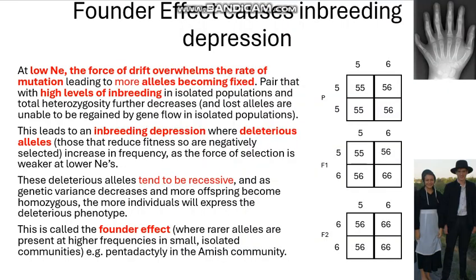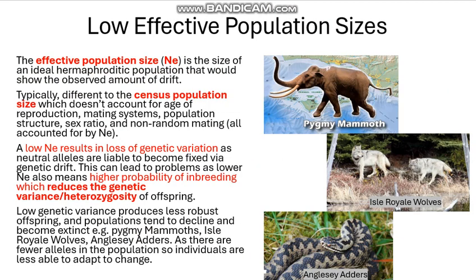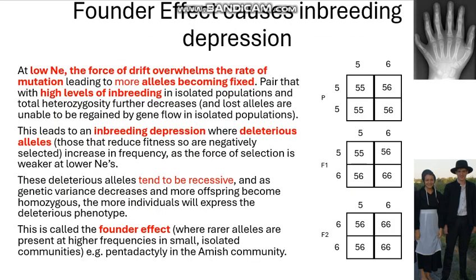Okay, so continuing on the topic of inbreeding that we talked about at the end of the last one, how inbreeding caused by low effective population sizes is going to reduce the genetic variance or the heterozygosity of offspring. So more offspring are going to have more of the same alleles, so they're going to be less genetically diverse.